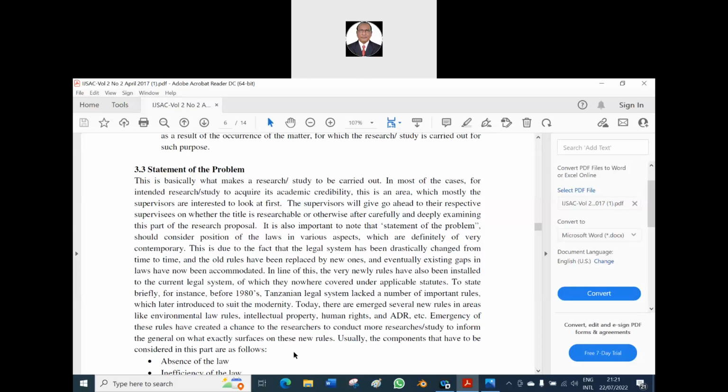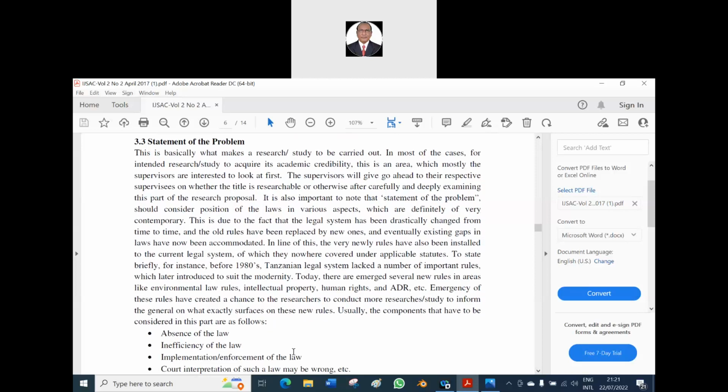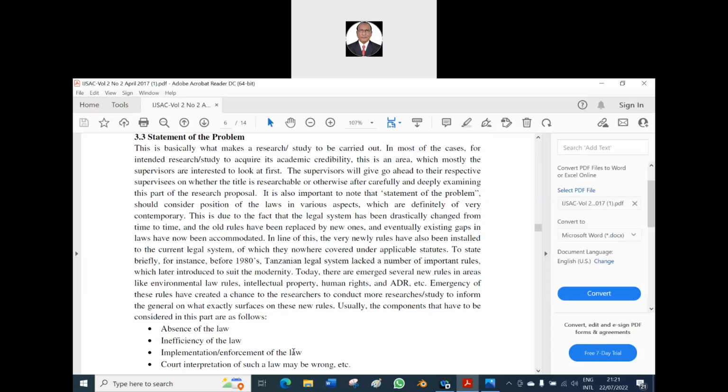What components should be there? Number one, absence of the law. Suppose there is no legislation in that regard on the topic that we are going to choose. So you have to see whether there is an absence of law, or the law is there but it does not satisfy the conditions, or it doesn't have teeth, or the implementing machinery is not enough, and hence a new law should be made, or the executive machinery, that is the implementing machinery, should be strengthened. We can emphasize even that by doing such research.